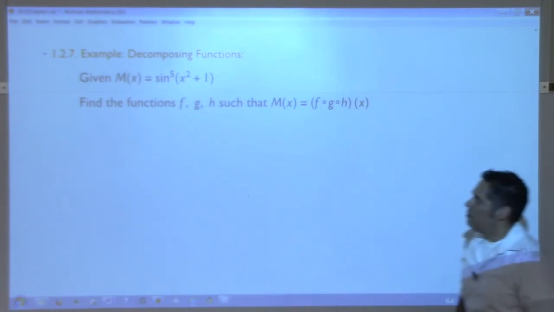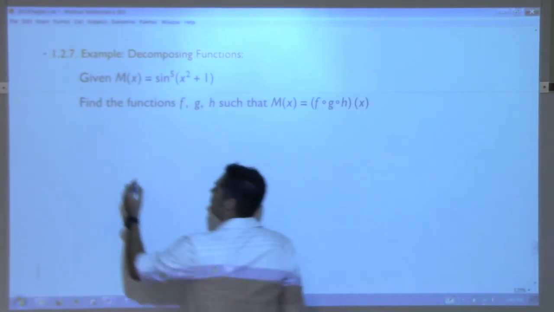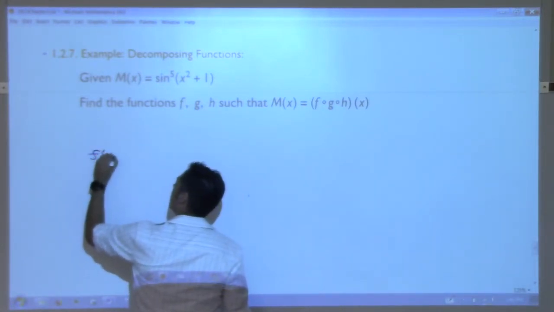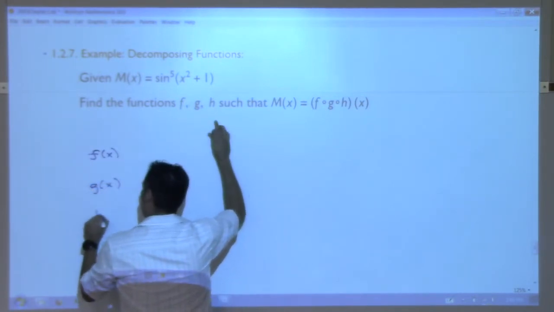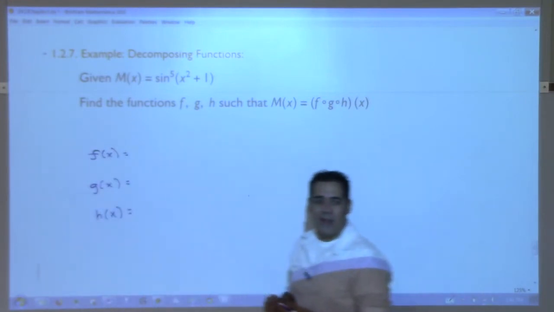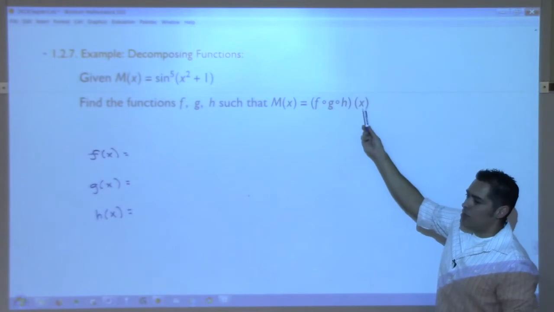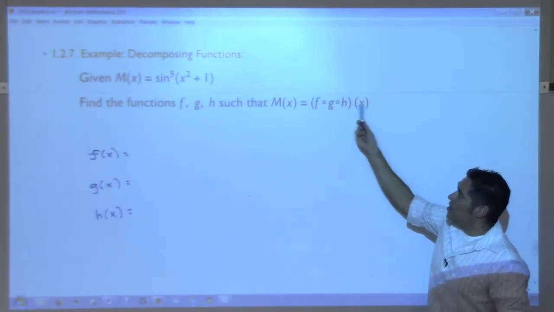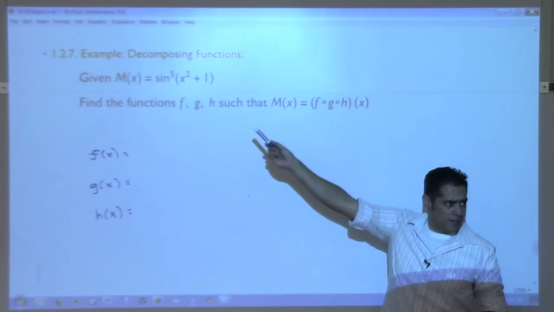Okay, so let me see if I can make this make sense. We have to come up with three functions right now: f of x, g of x, and h of x. We need to find those three functions so that if I asked you to compose them, f of g of h of x, when you were done with that composition, you would get that. Does that make sense? Yeah.